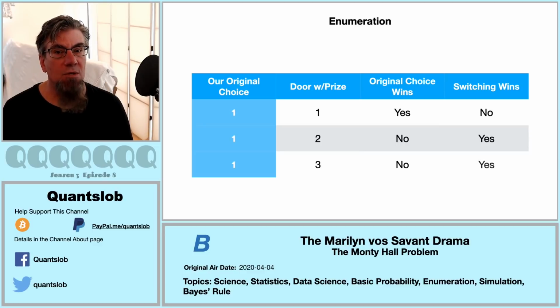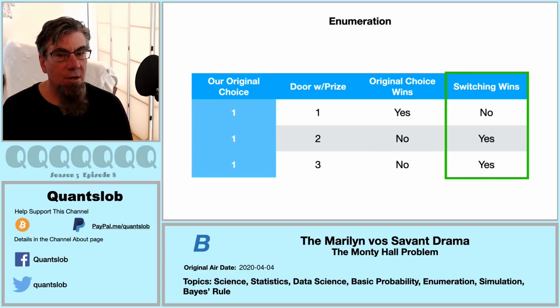Therefore, switching means that we will end up with door 2, the prize door. So we win. And the exact same logic holds for the third case here. Our simplified enumeration reveals that if we stick with our original choice, we win 1/3 of the time. However, switching wins 2/3 of the time.